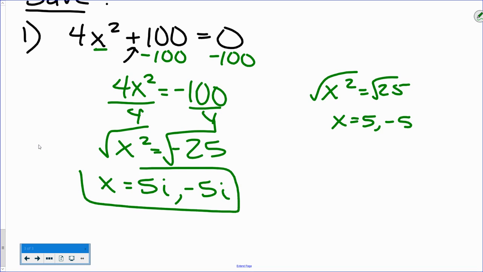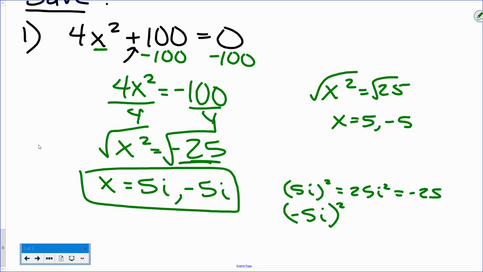Okay, because if I square 5i, that's going to turn into 25i squared, which would be negative 25, which is what we want. And if I take negative 5i squared, well, squaring that negative will make it positive, and then that i squared would turn it to negative 25. So both would make sense.